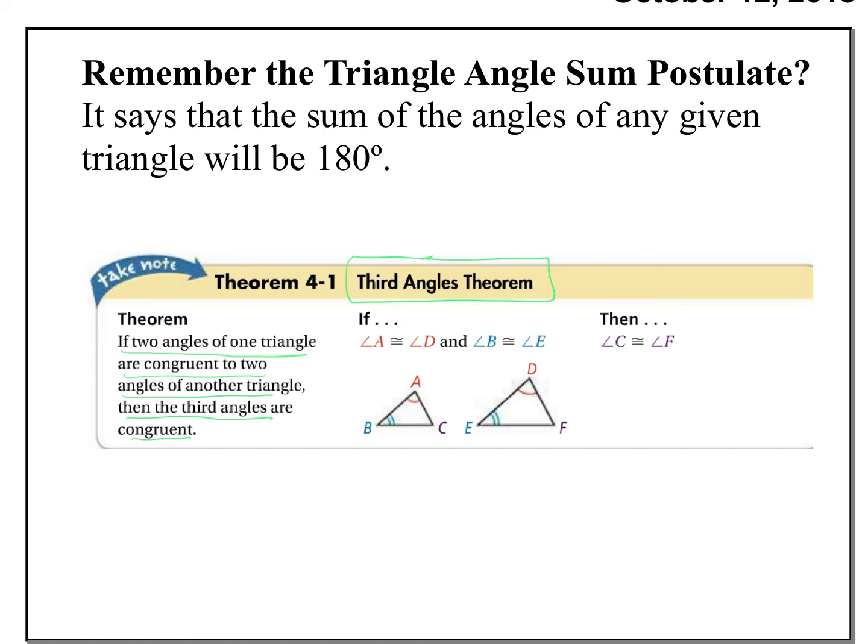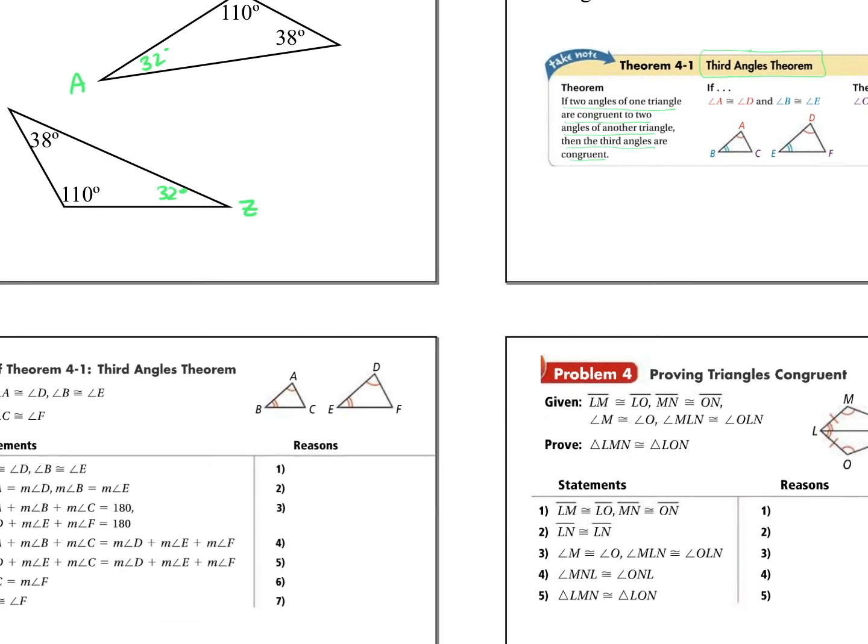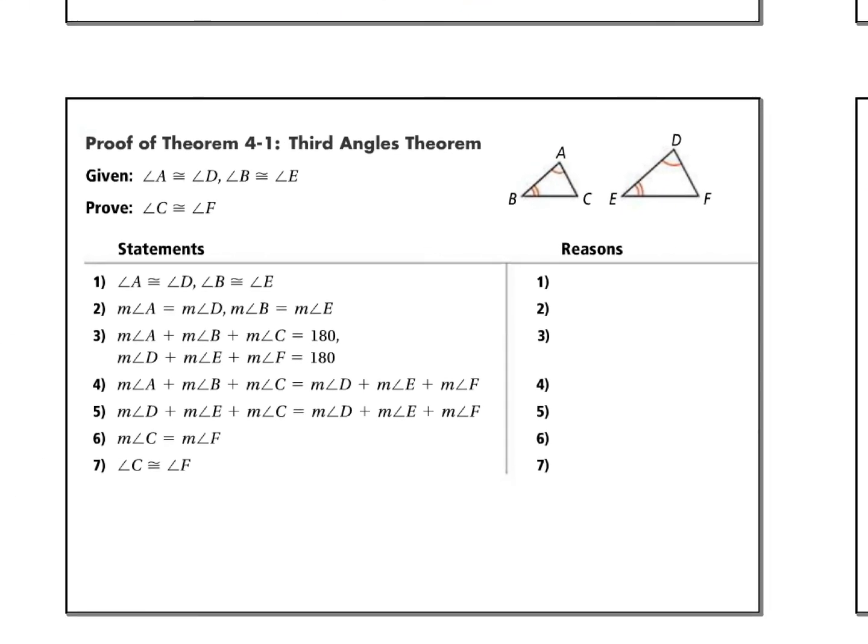Before we start using the third angles theorem, I think we should prove the third angles theorem. So let's go down here to the proof for the third angles theorem. Here we are given two angles of one triangle congruent to two angles of the other. Our goal is to prove that the third angles are congruent. So number one is given. Then what allows us for line 2 to go from saying that the angles are congruent, therefore the measures are equal? That is definition of congruence.